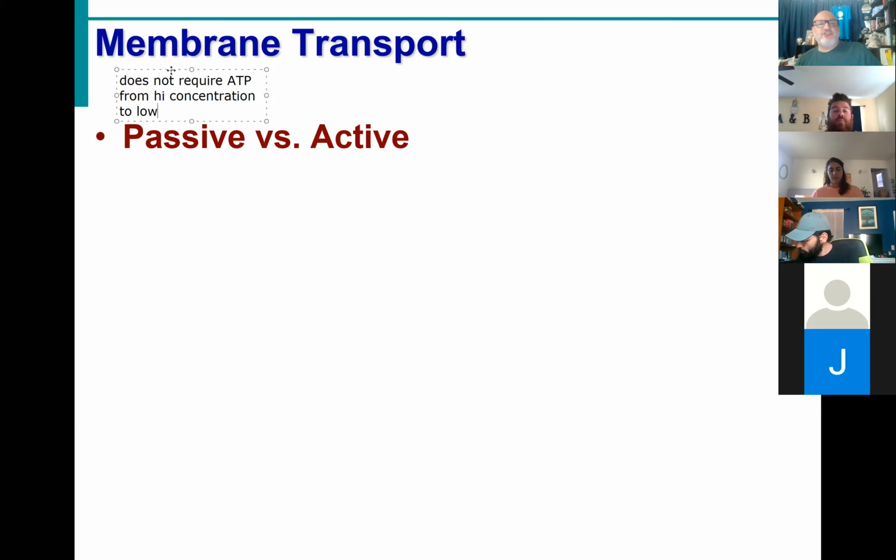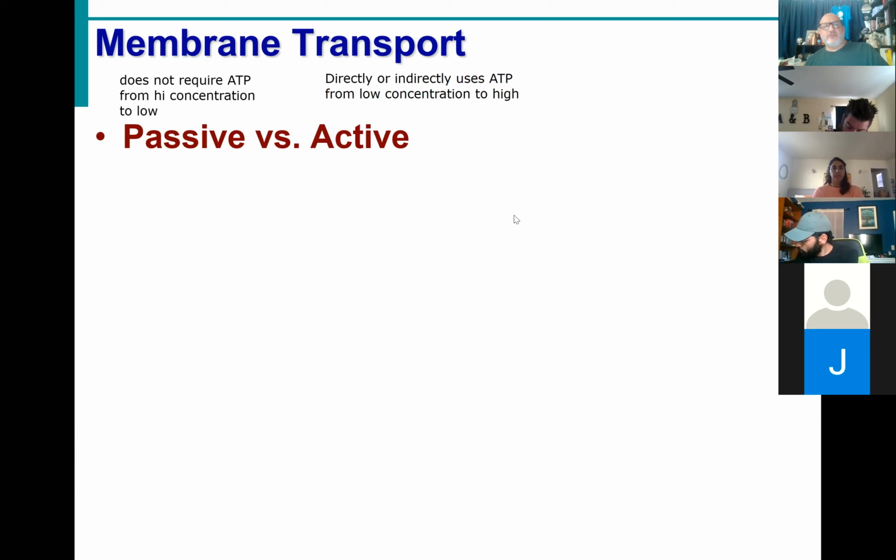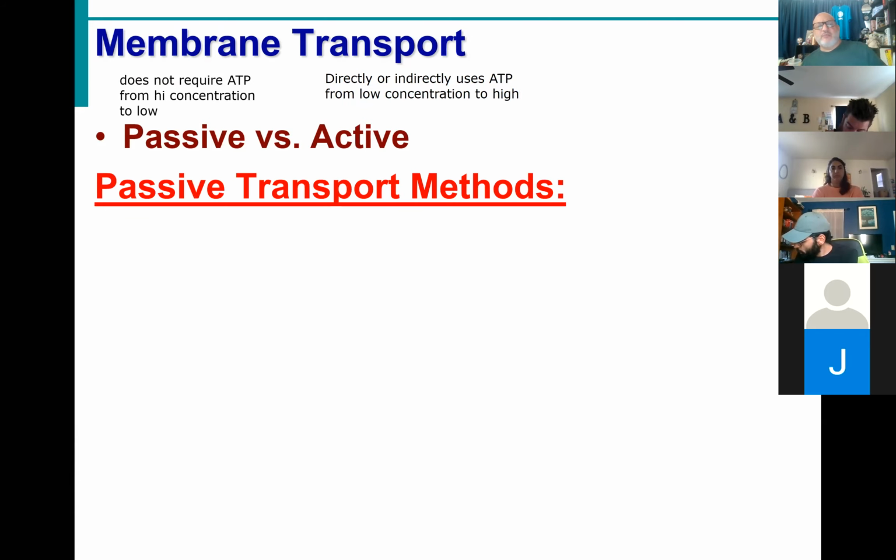How does that compare to active transport? The opposite. Yeah, absolutely. Right. With active transport, either directly or indirectly, uses ATP. And if we're going to use that ATP, typically what direction are we trying to get something to move? Low to high. Yeah. Excellent. So when we're talking about this, we're talking about the use of ATP. We are talking about these processes.